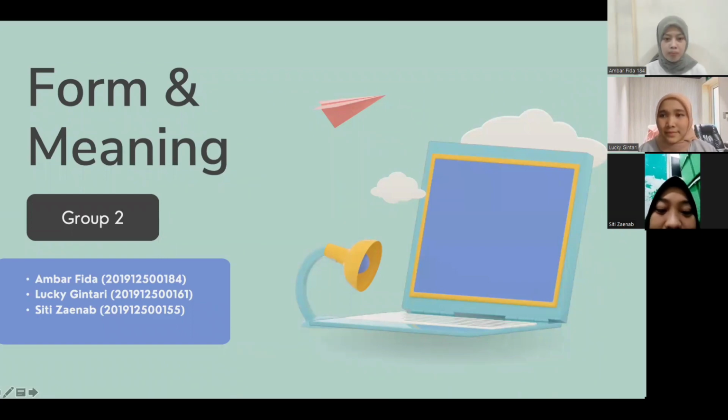First of all, I would like to introduce our group members. We are from group 2. I am Siti Zaenab and my friends Guntari, Sangga, Saputri and Ambar Fida. In this presentation, we will discuss form and meanings. Okay, without any further ado, the first slide will be presented by Guntari.